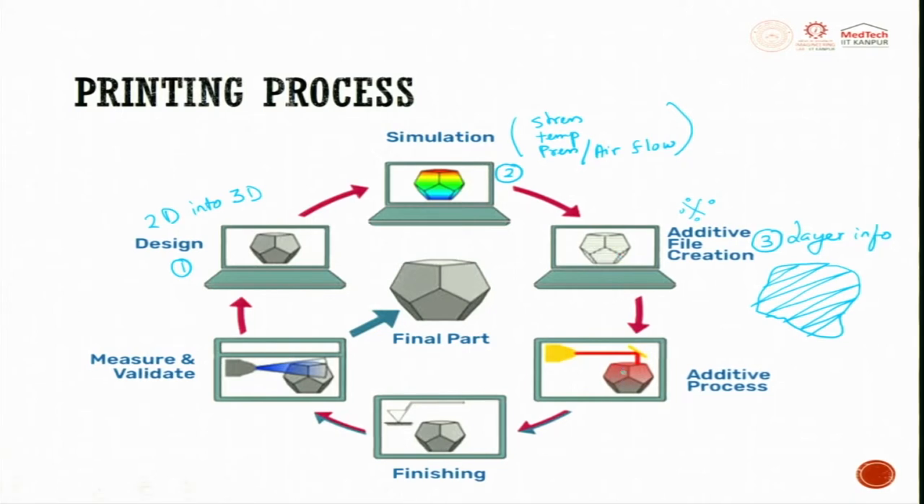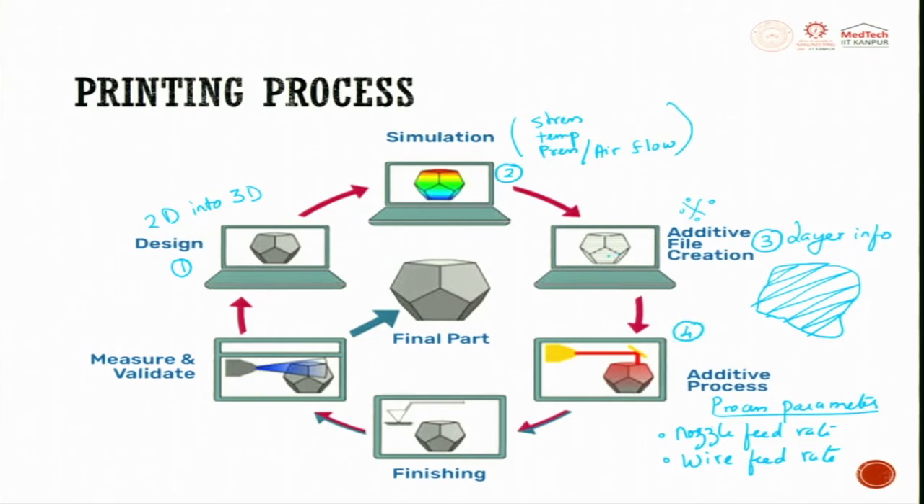Now from here, you will try to feed into the machine, wherein you will give process parameters. Today you have simulation softwares which can convert layer information into process parameters, say for example, the movement of the nozzle, the feed rate, the wire feed rate, the powder feed rate. All these things are process parameters which also get created automatically at this additive file creation stage, and then it is pushed into the additive manufacturing process stage. This is the fourth stage.